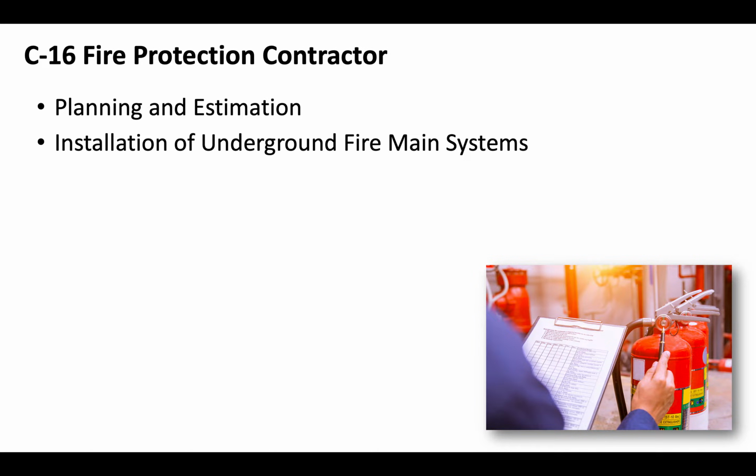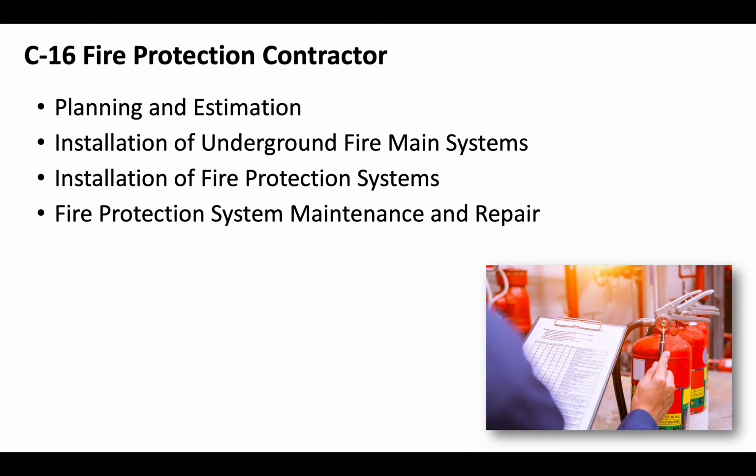Now, the C-16 Fire Protection Contractor License exam will be broken up into a few different sections, including planning and estimation, installation of underground fire main systems, installation of fire protection systems, fire protection system maintenance and repair, and safety. Now, if you're unfamiliar with the C-16 license, we've got a previous video that breaks down the entire process. I suggest you check that out before this one, as this video will focus primarily on the examination.